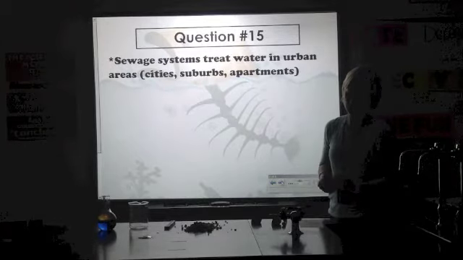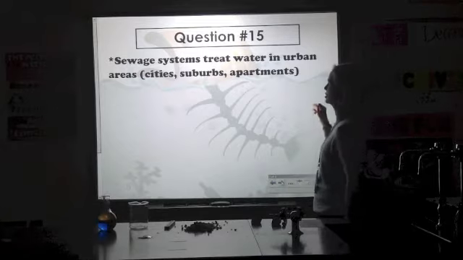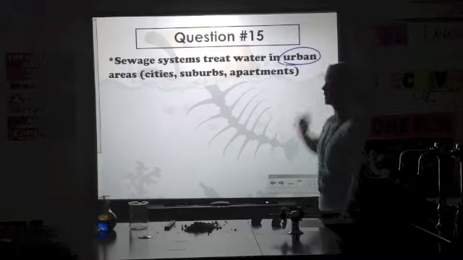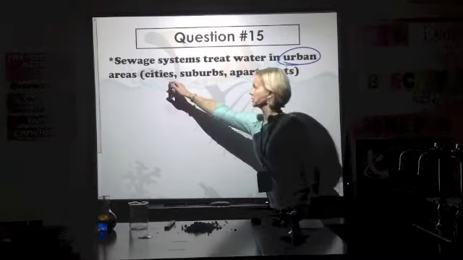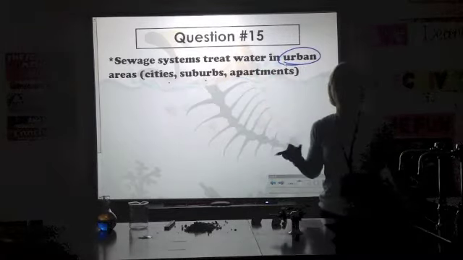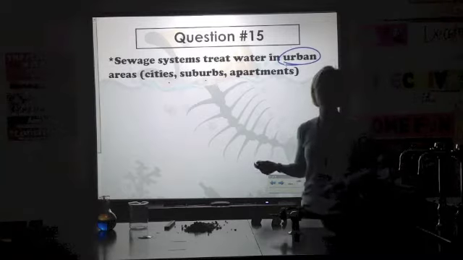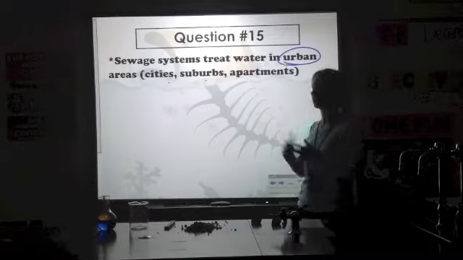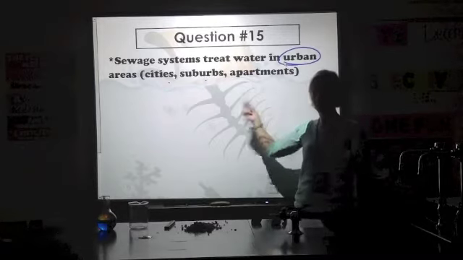All right, question 15. What are sewage systems and where would I find a sewage system? A sewage system treats water in urban areas. This is our key: urban areas. These would include cities, suburbs, apartments. Probably most of you live in an urban area. If you live in a big neighborhood like this one out here, anywhere in Charlotte, especially the city, you are in an urban area.